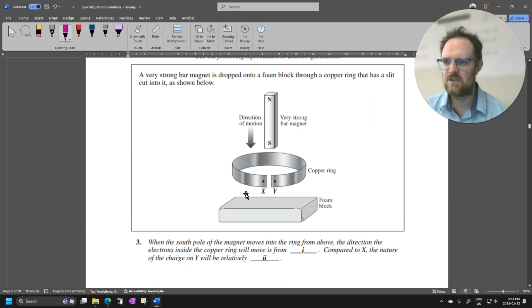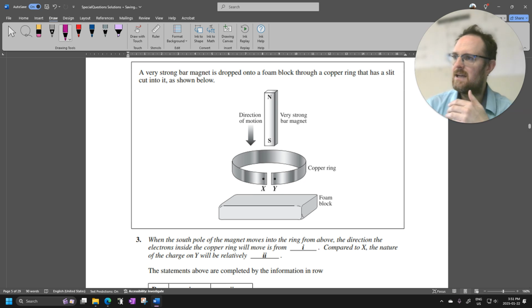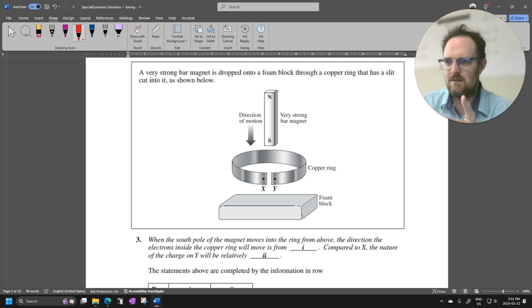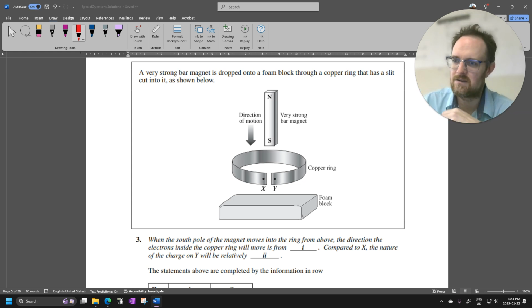Okay, so this is just your Lenz's law, right? We got this magnet coming down here. Based on Lenz's law, it's going to take some of that kinetic energy and produce some electrical energy, but in turn, because the only way you can take the kinetic energy is to try to slow it down, it's going to try to slow it down by pushing back at it. So there's going to be a south at the top and a north at the bottom to push back.